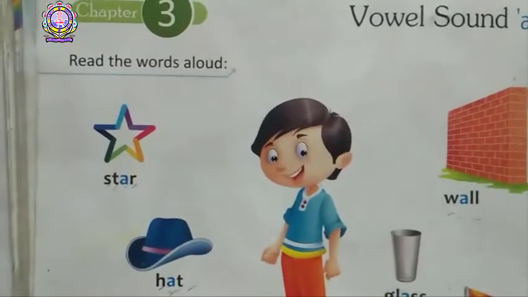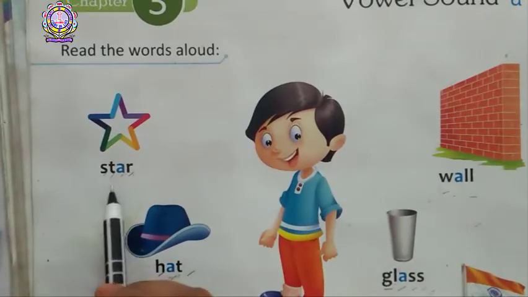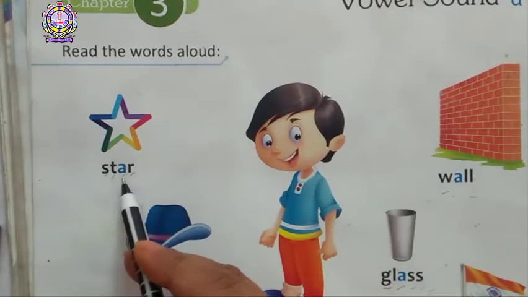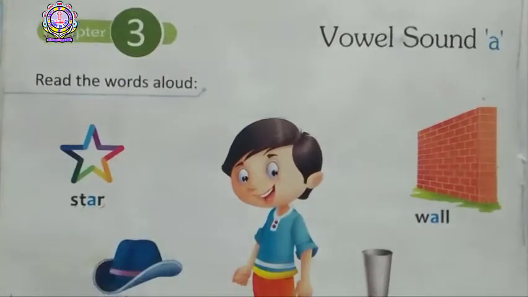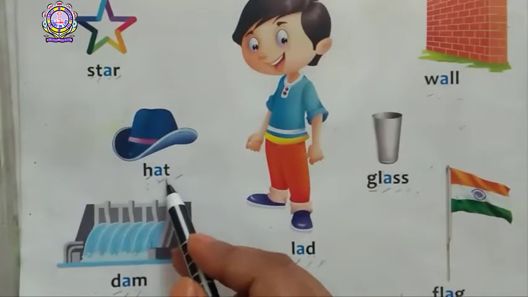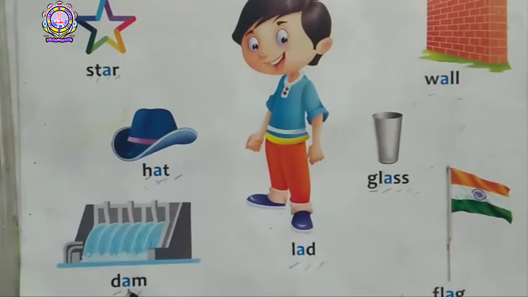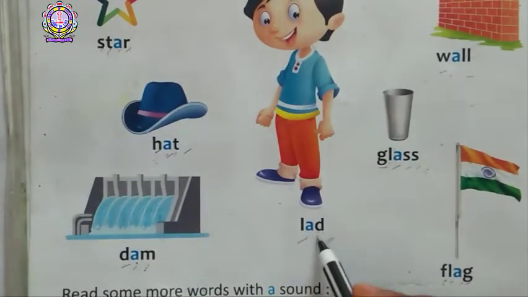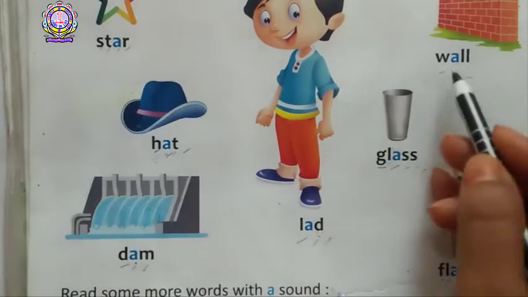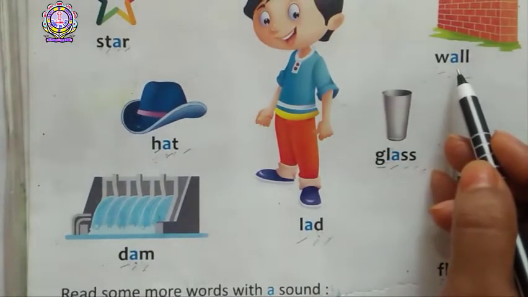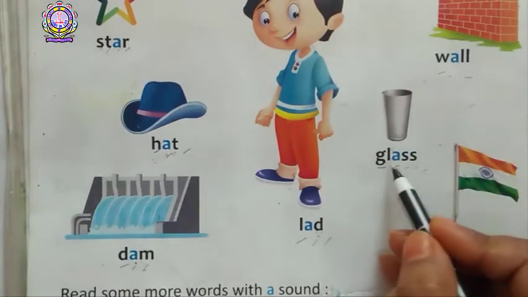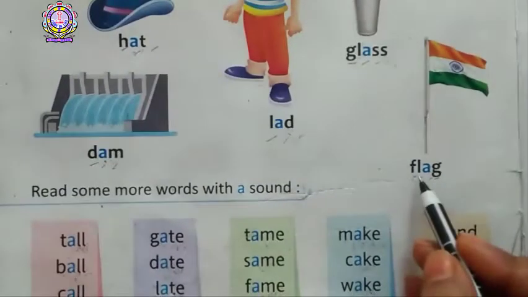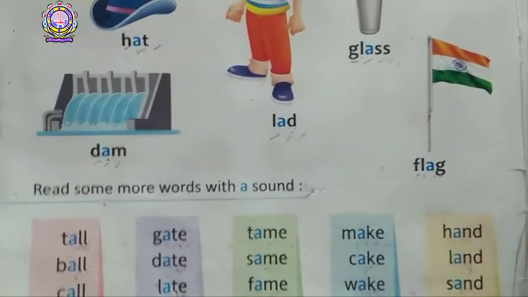Let's read again. S T A R, star. What we read? Star. H A T, hat. D A M, dam. L A D, lad. W A double L, wall. G L A double S, glass. F L A G, flag. Let's read one more time.